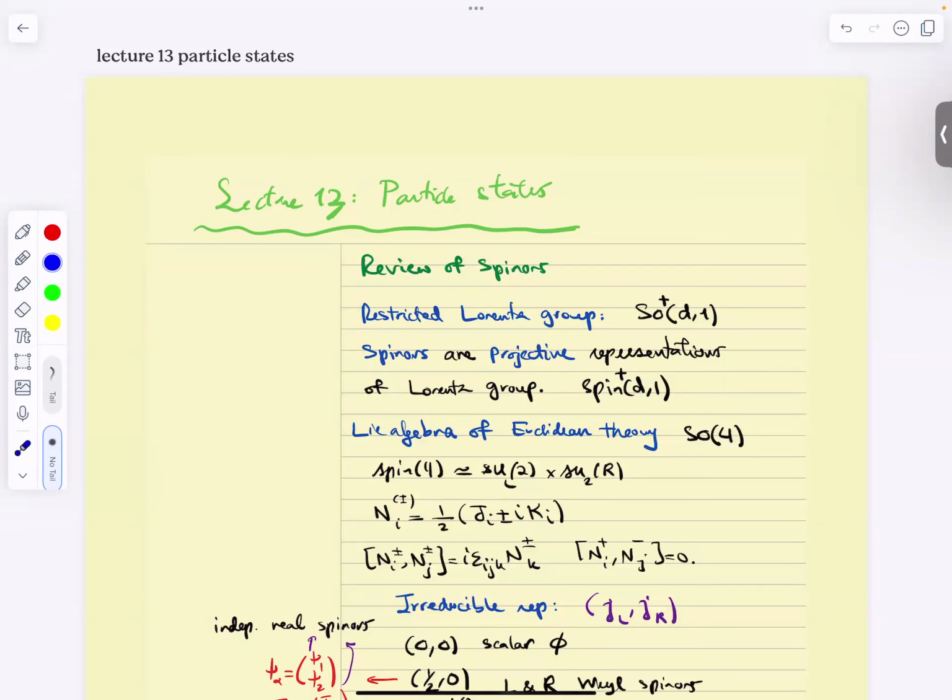Very quick review of spinors. We're just talking about this. The restricted Lorentz group in even space-time dimensions is SO+(D,1). In odd space-time dimensions, SO(D,1). This is a connected group, which is not necessarily simply connected. In D larger or equal to 2, it has a twofold cover. Its universal cover is a twofold cover.